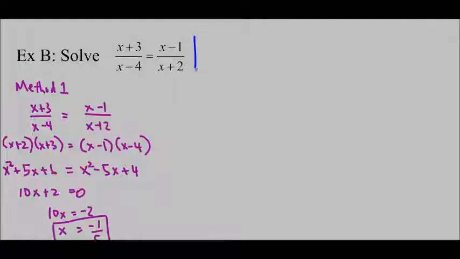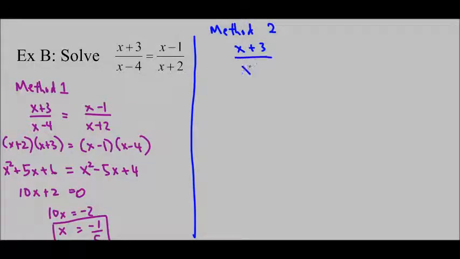Method 2 is really similar. It's going to look almost exactly the same. So again, I'm just going to copy this in. (x plus 3) over (x minus 4) equals (x minus 1) over (x plus 2). And so I'm just going to use the LCD again. In this case, the LCD is (x minus 4) times (x plus 2). So I'm going to multiply x plus 2 to the top and the bottom here.